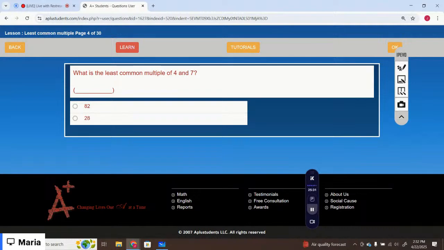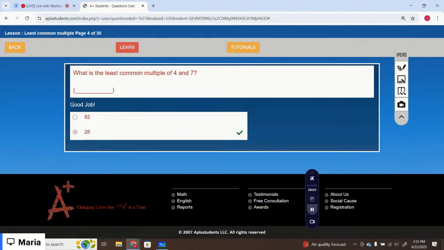What is the least common multiple of 4 and 7? So which is the correct option, 82 or 28? That is 28. Option number 2 is the correct option. That is 28.